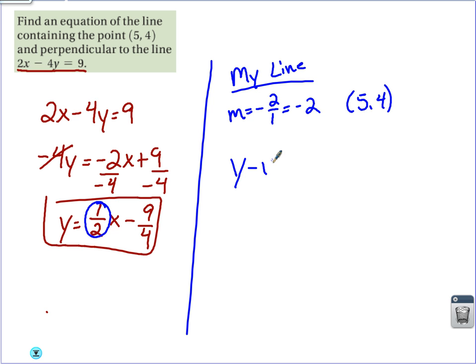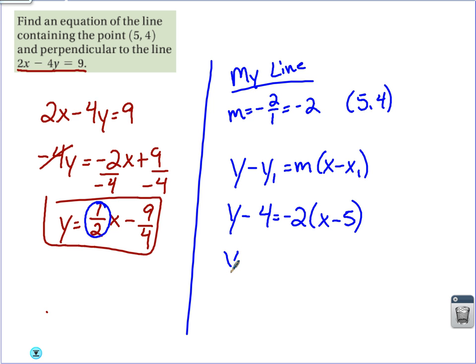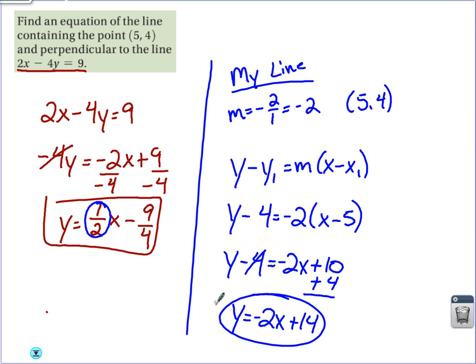Y minus y1 equals m parentheses x minus x1. So we have y minus, our y value is 4, m is -2, and x minus our x value is 5. Cleaning up, we have y minus 4 equals -2x, and -2 times -5 is a positive 10. To remove our -4, we're coming to the other side and doing the opposite, which is plus 4. We have y equals -2x plus 14, which, if graphed, would pass through the point 5, 4. And if we look at the graph also, it would be perpendicular to this because they have opposite reciprocal slopes.